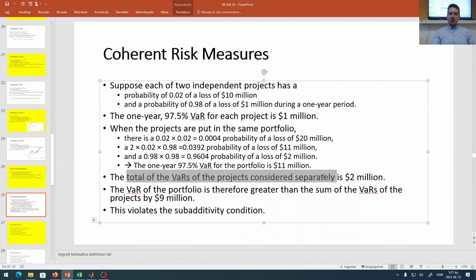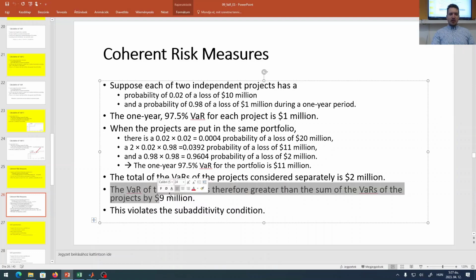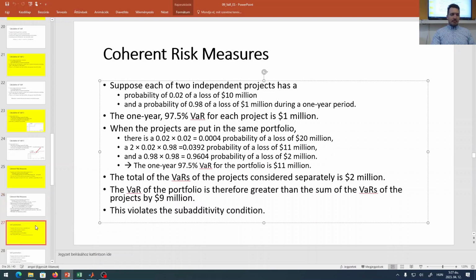The total VaR of the projects considered separately is 2 million. Yes, because we are in this range. The VaR of the portfolio will be greater than the sum of the VaRs of the projects by 9 million. Yes, because it's 11 million, so 11 minus 2 is 9.